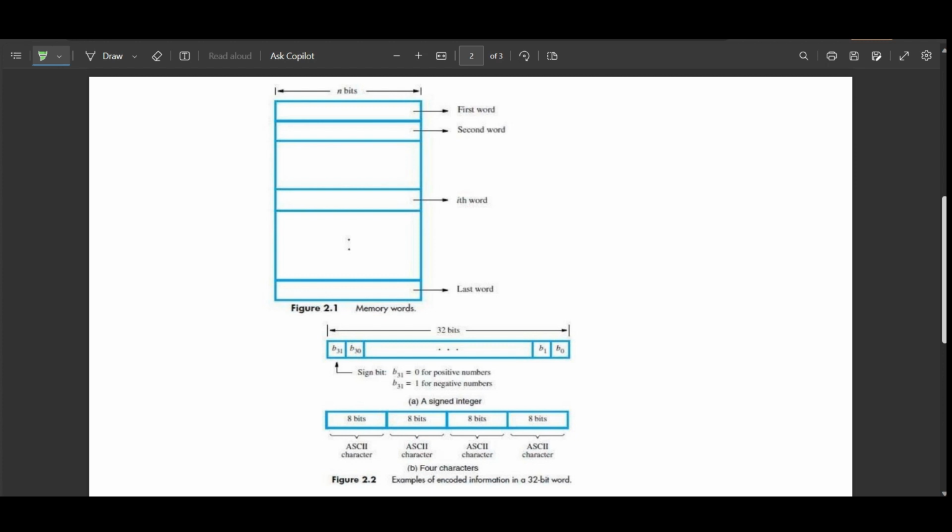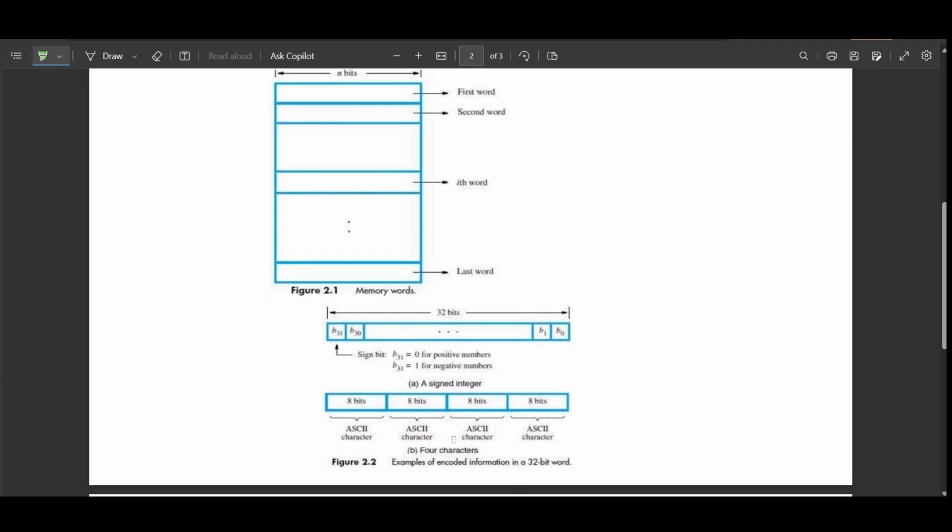And let's see how a 32 bit word will be stored. Like 8 bits, 8 bits, 8 bits, 8 bits, 8 into 4 is 32 bits, and ASCII characters will be stored in these 8 bits. This is how a 32 bit word looks like. And in this picture, you can see how a signed integer looks like. If you see the 31st bit, B31, this is called the MSB, which is also the sign bit. If the sign bit is 0, it signifies a positive number. If the sign bit is 1, it signifies a negative number.